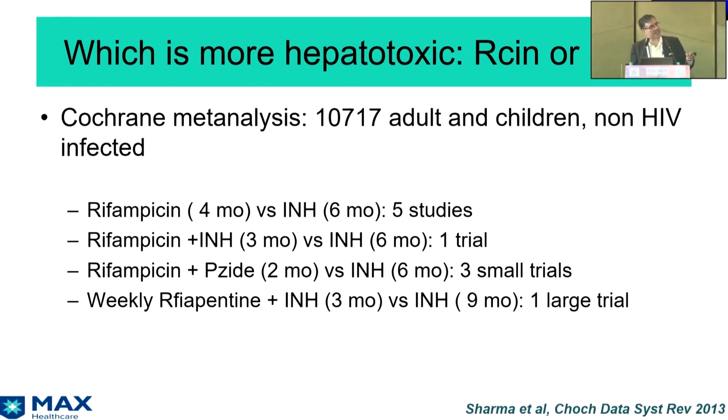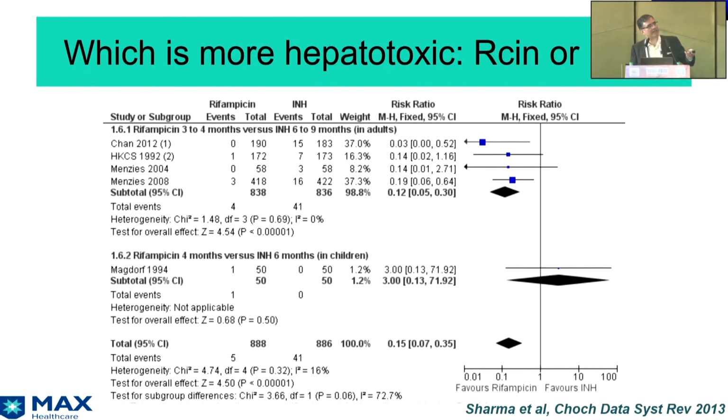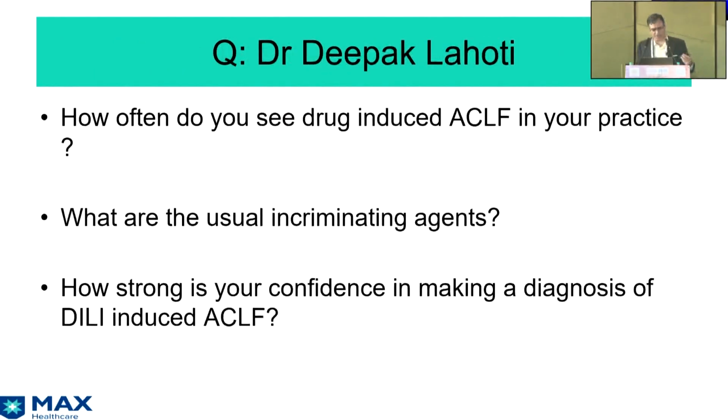So which is safer? This particular study looked at the various prophylactic regimens where these drugs are used alone in non-cirrhotic patients and compared these regimens. The one comparing rifampicin versus INH showed that rifampicin was found to be less hepatotoxic as compared to INH. This is talking about data, and what I told earlier was just experience.